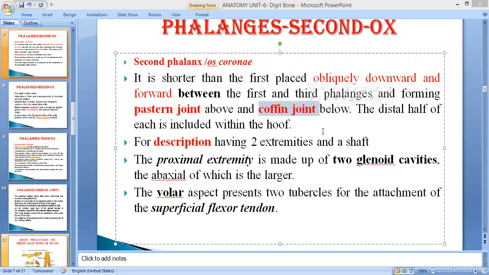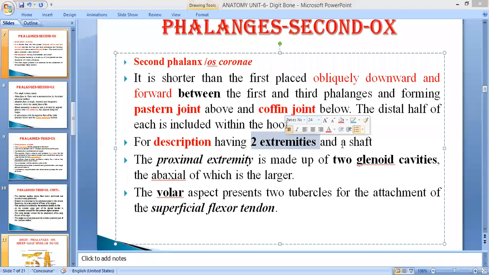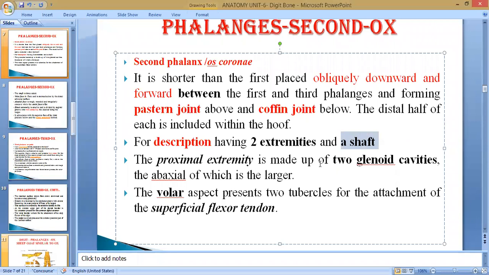Okay, so what is the second phalanx? The second phalanx is also known as os coronae, and it is located in between the third and first phalanx. Above it forms the joint known as the pastern joint, and below it forms the joint known as the coffin joint. For description, because it also looks like the first phalanx, it contains two extremities and a shaft: the proximal and distal extremities, and between the two, the shaft. The proximal extremity is made up of two glenoid cavities, and the abaxial one is larger.